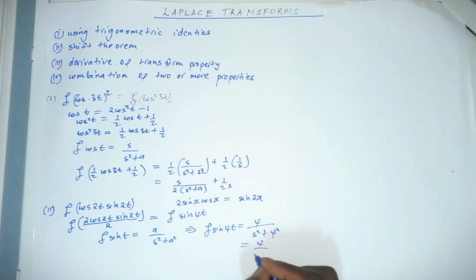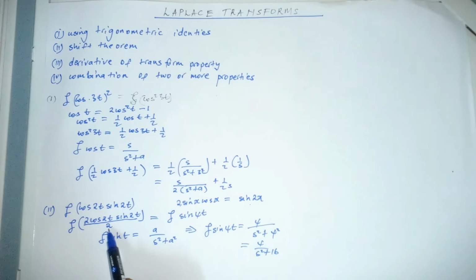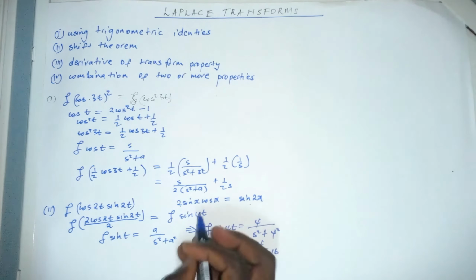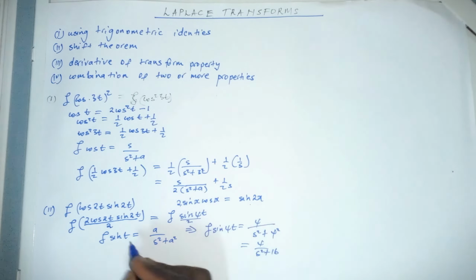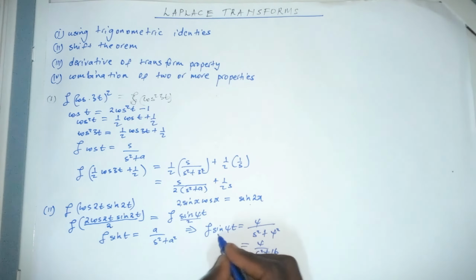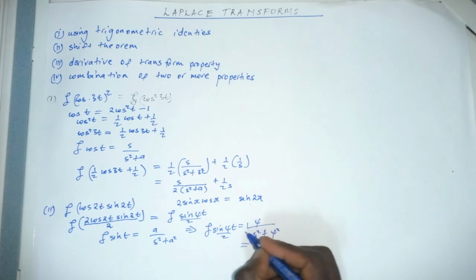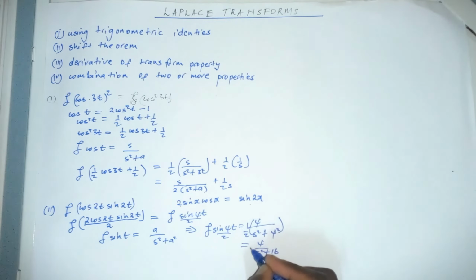It's going to be 4 over s squared plus 16. I have omitted this half. Okay, still have 2 here, because this is the only thing that is going to change to sine 4t, but we still have this 2, because I say this one is equal to this one, so that means we still have 2. So I'm going to just put a half right here over 2. I'm going to put half right here. I'm going to put half right here. So this becomes 2 over s squared plus 16. Now we're moving on to the next question.